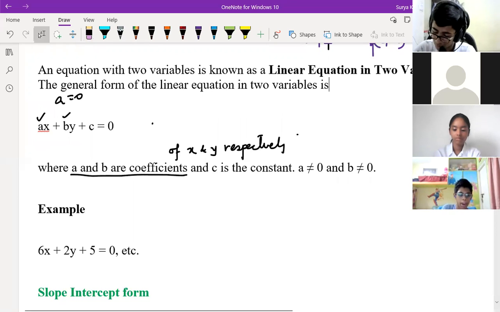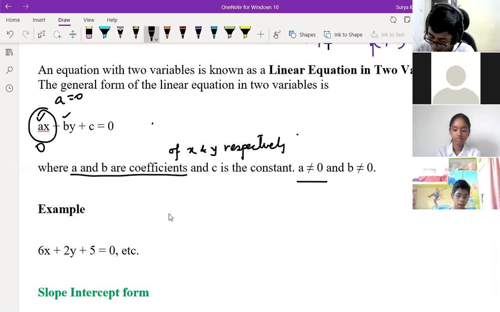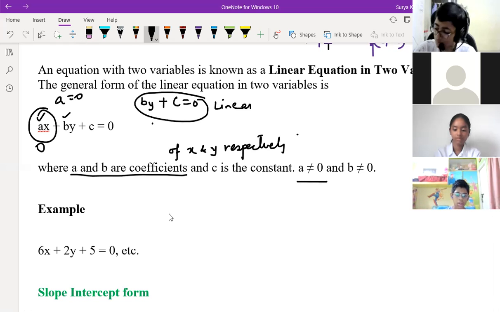Now the example that you know, sir, already. I didn't understand how you said it was a single variable. See what I'm saying, if you are saying that A is equal to 0, and this whole thing is 0, then what can you write? By plus C is equal to 0. So this becomes what? Linear equation in one variable, right?